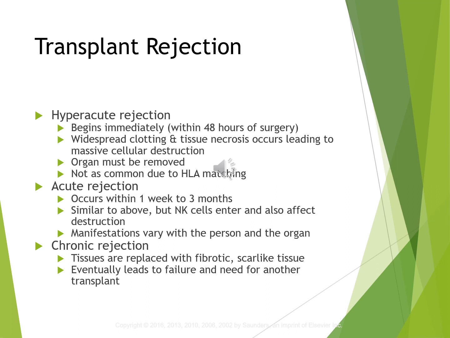Okay, so now we're going to talk a little bit about the rejection processes that occur in transplant. Talked about these a little bit in class with Megan. It's important for you guys to understand the difference between a hyperacute reaction versus an acute reaction versus a chronic reaction. Hyperacute begins really quickly, within that first 48 hours of surgery. There is widespread clotting that occurs, which then leads to necrosis because that tissue is not being perfused, which then leads to massive cellular destruction. And the only thing you can do for this is remove the organ. You cannot save it. It just has to come out. You don't have a choice.